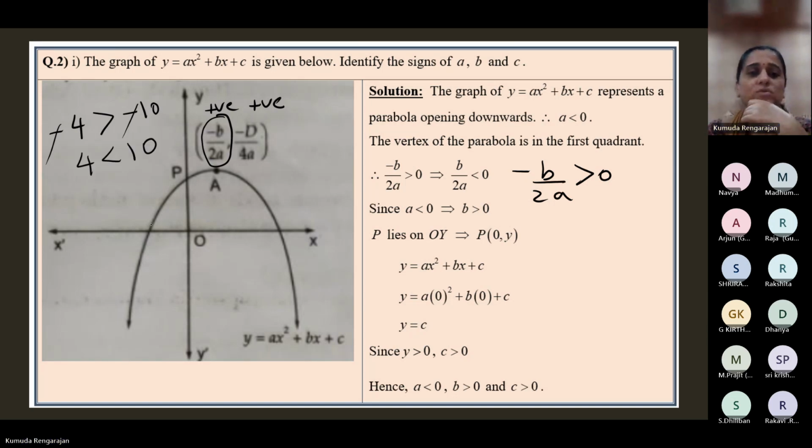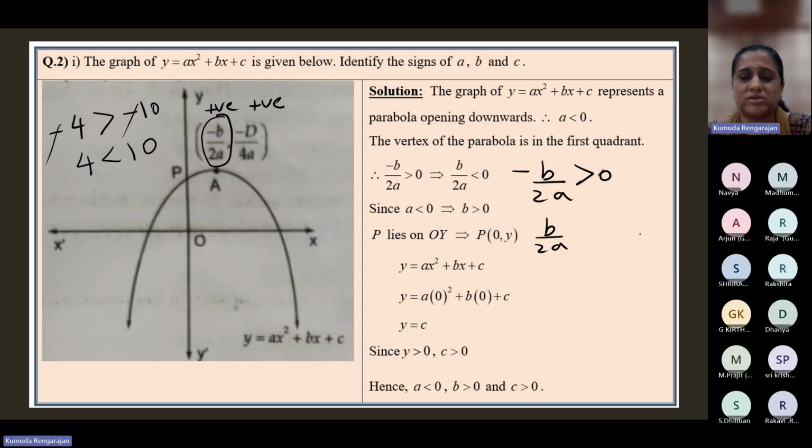Now it's true. When you multiply both sides of the inequality by a minus sign, or in simple words, change the signs on both sides, the inequality is reversed. So greater than becomes less than. So 4 is less than 10. Yes, it's true. In the same way, here when I change the signs on both sides, minus B by 2A becomes plus B by 2A.